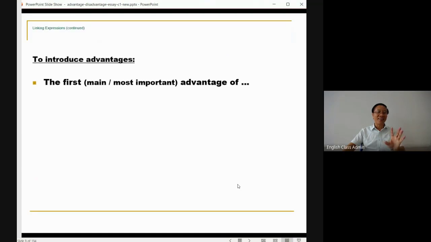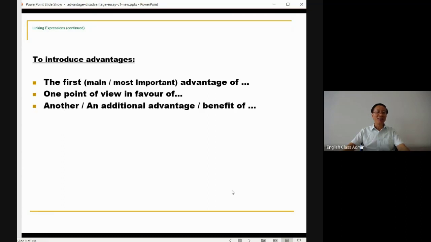And the slide I'm showing you now can be very useful because it helps you to write very quickly and successfully. To introduce advantage, you can use "the first advantage of," and you can use some adjectives like "the main," "the most important advantage of," or you can say "one point of view in favor of blah blah blah."